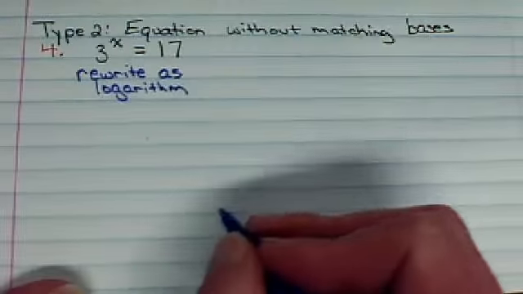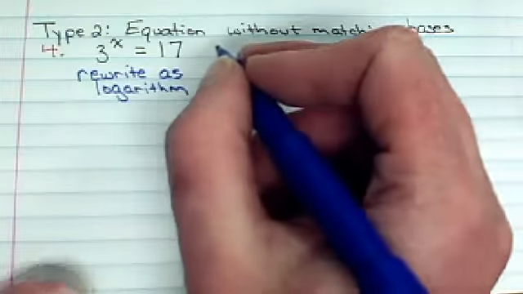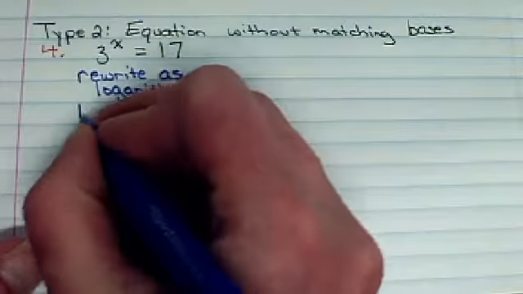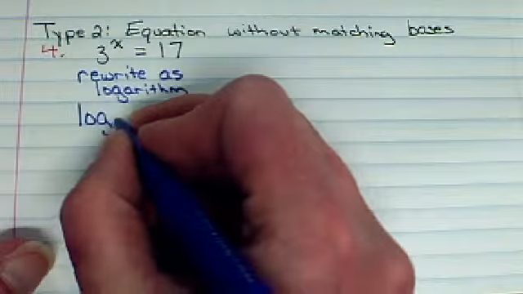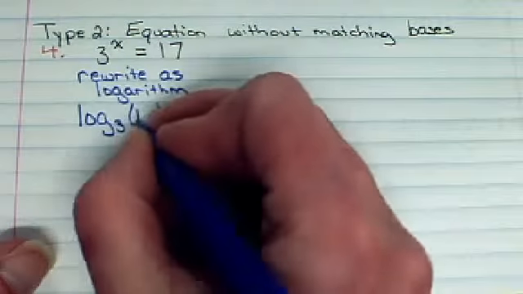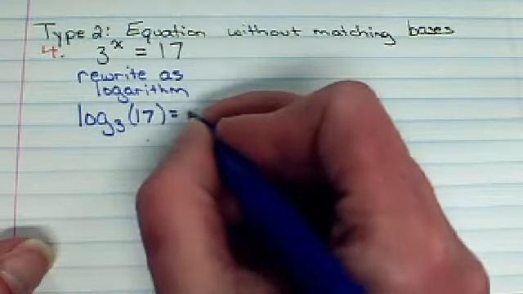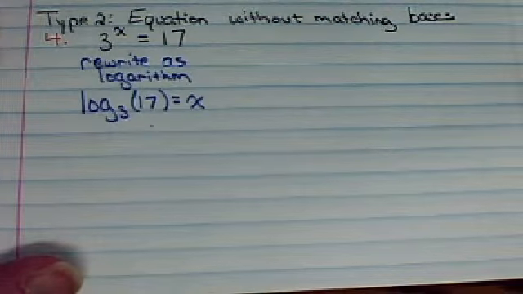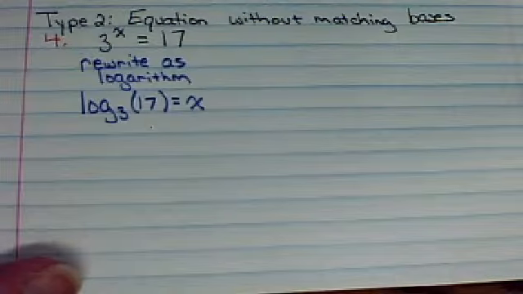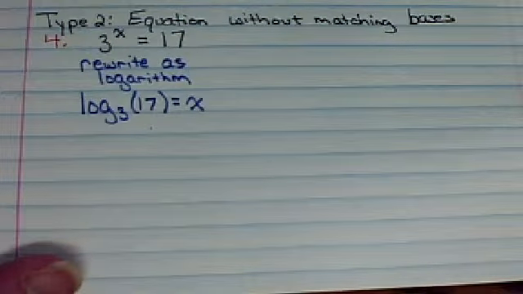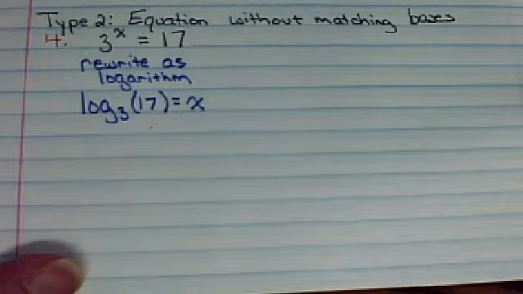Remember how our logarithm and our exponential were related. This base gives me the base of my logarithm. So this would be log base 3 of 17 equals the exponent, so equals x. Now that is a perfectly good answer. But what if we were needing to use it for something else and we wanted to actually find the decimal of that? Well, I don't know what that would be. I could kind of estimate.